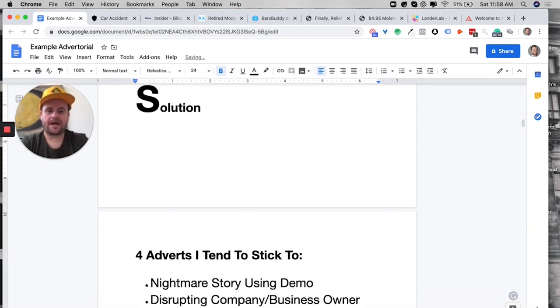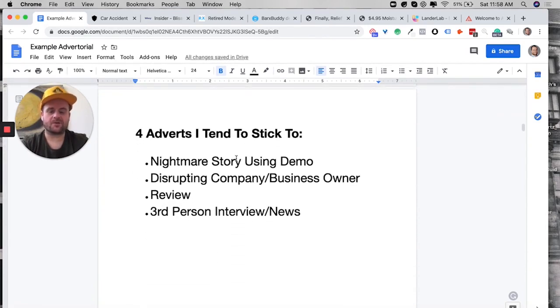So here are the 4 adverts that I stick to. Nightmare story using demo. I did this probably the most, and I'm going to show you this example. Disrupting company or business owner. And nightmare story, I kind of like, maybe there's a combination of 2, but I'll show you disrupting company, business owner, what that angle looks like and why.